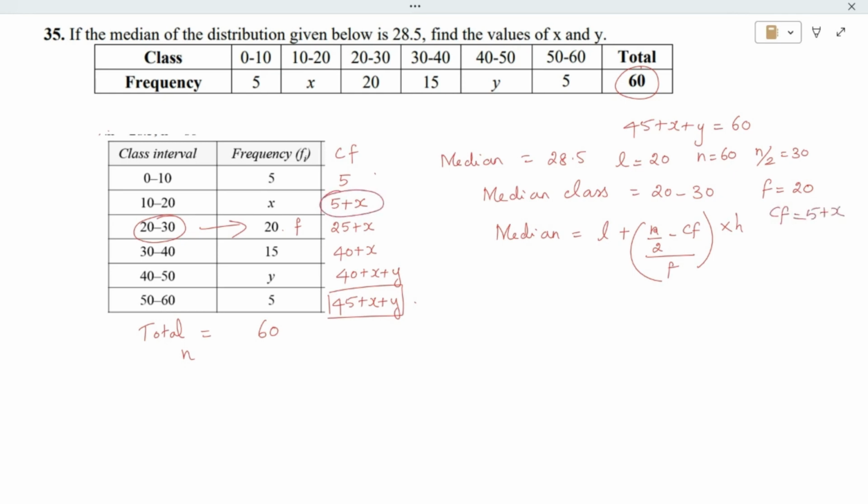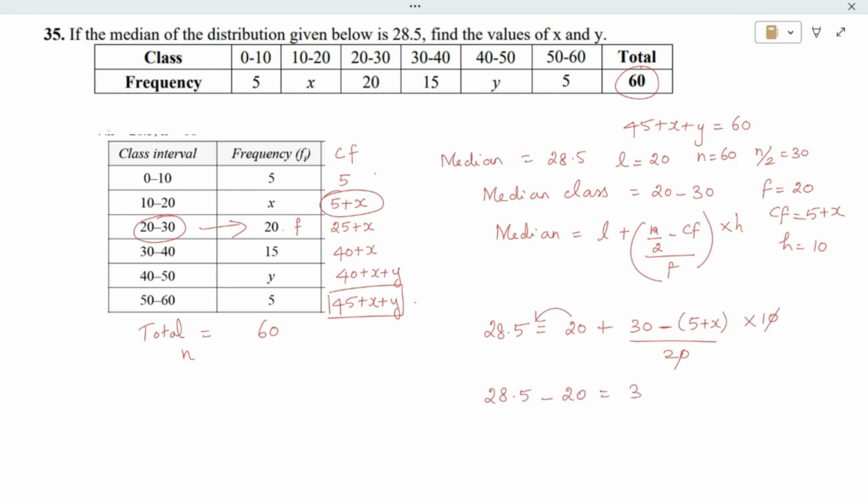So I'm going to substitute all this. And what is h? h is the class size, that is class size 20 to 30 is going to be 10. So median is given as 28.5, equal to L is the lower limit, that is 20, plus n by 2 is 30, minus cumulative frequency is 5 plus x. Please put it inside the bracket because there are two terms and there is a minus outside, divided by f. f is the frequency which is 20 into class size which is 10. So cancel this. So now transpose 20 to the other side.